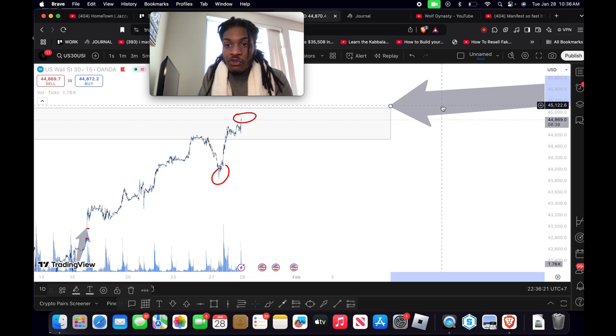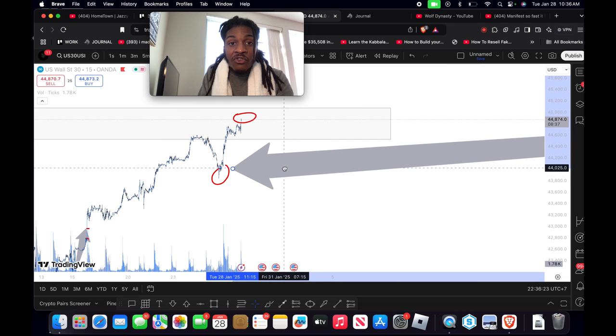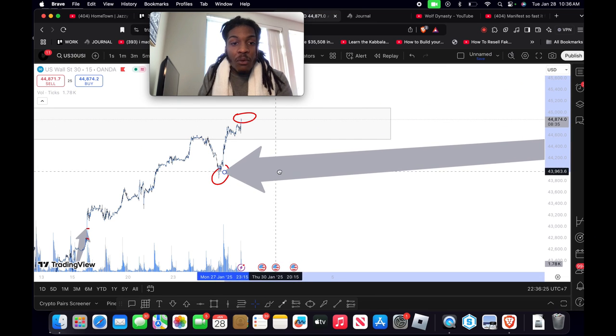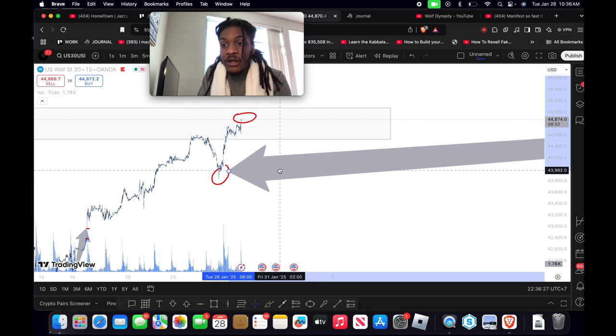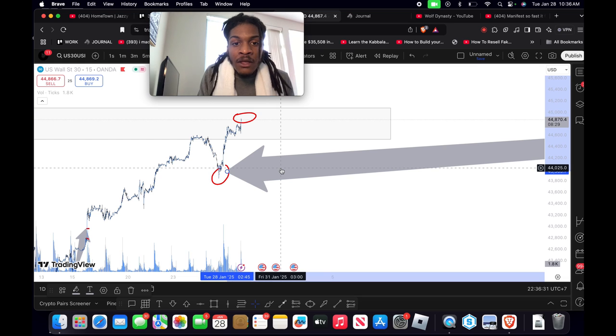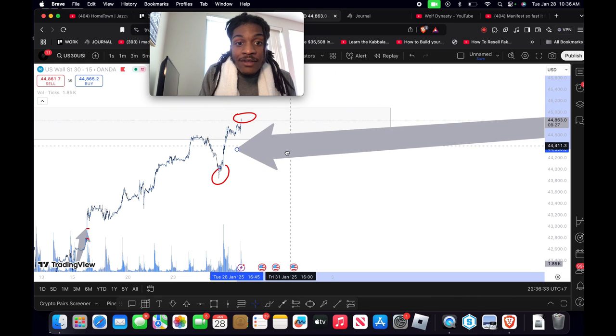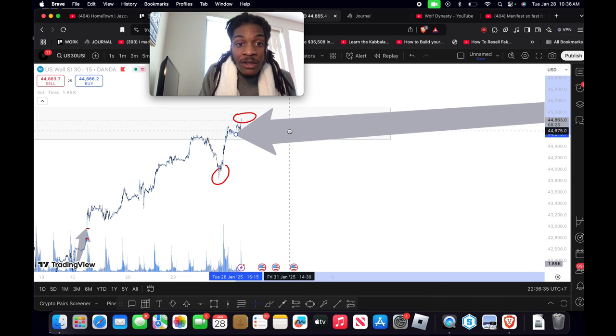rose from, which is here, right, the bottom red circle, this represents the demand where price started. And that price was at 43,975, around the 70. And then price had all this price action, all this movement going up, all this impulse, right?